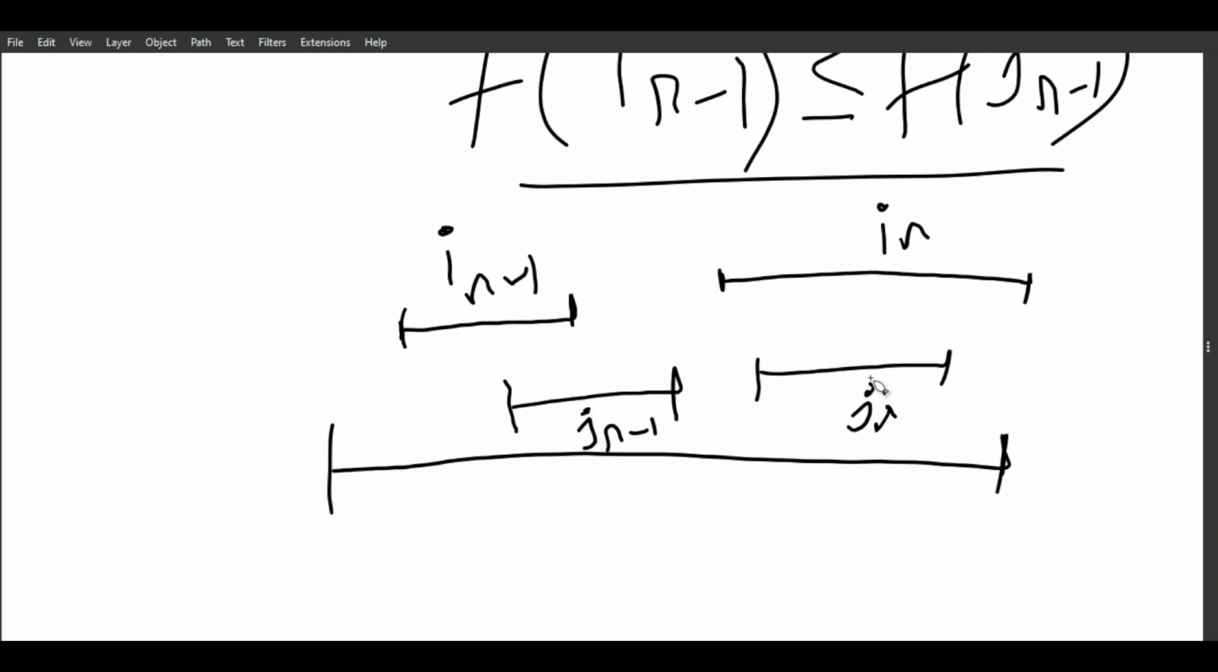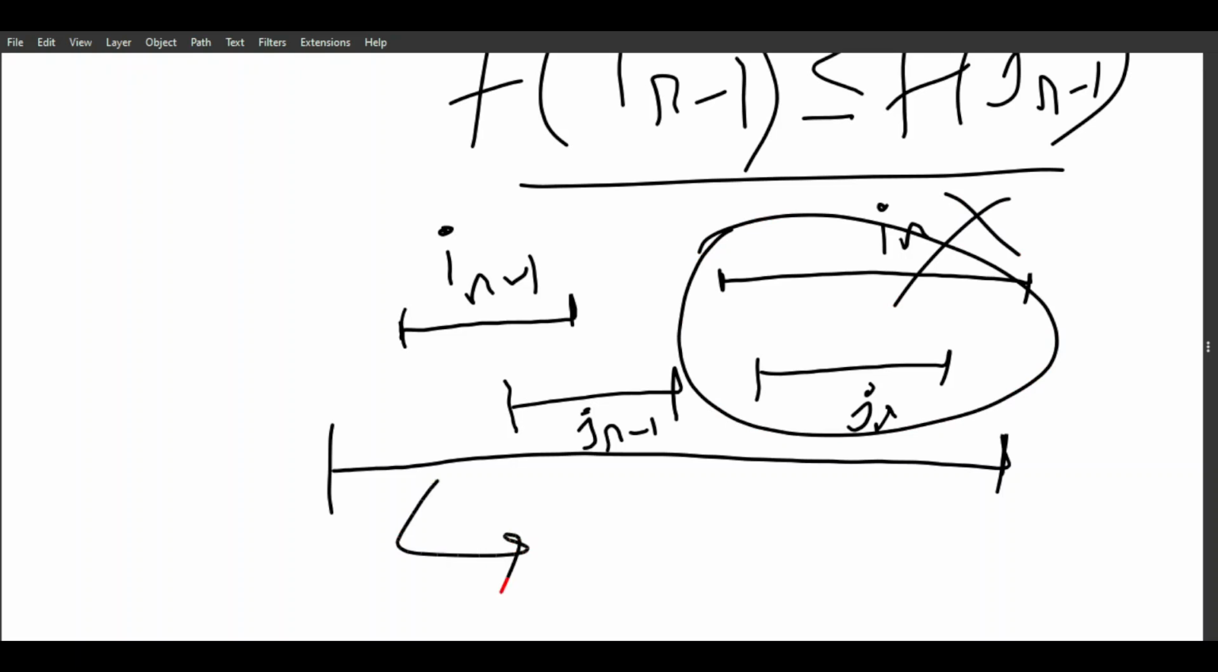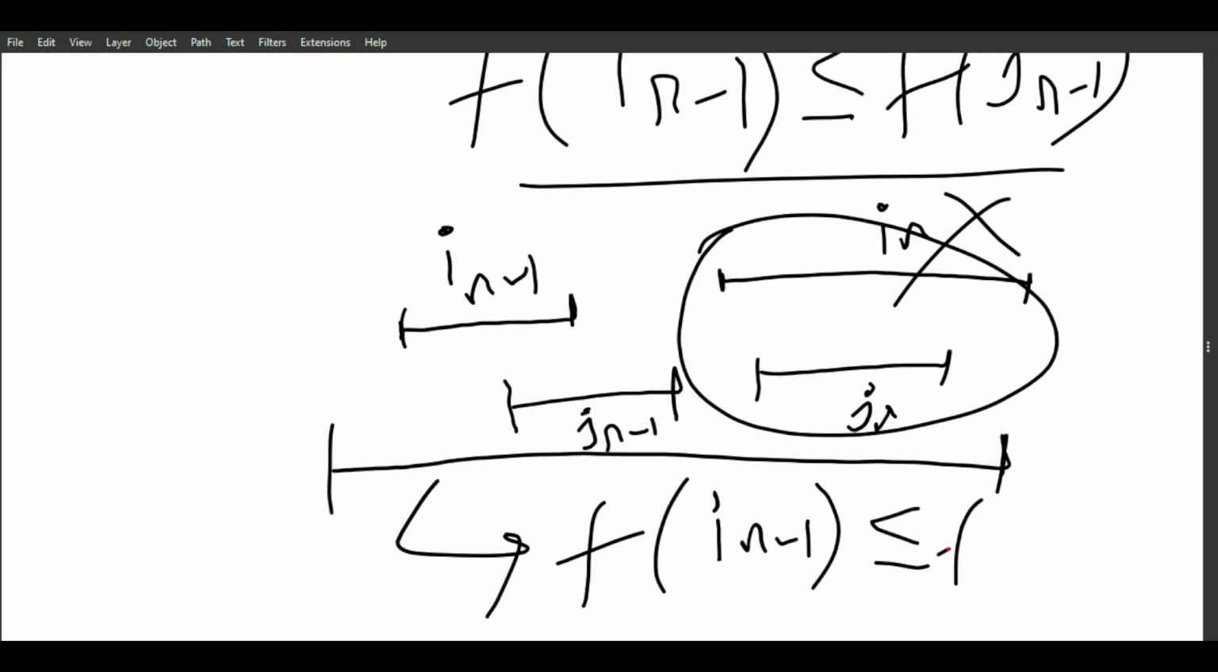So here, can you observe any contradiction? Very easily you can observe. Is there a contradiction here in our algorithm? Yes, correct. So here you can easily observe our algorithm follows smallest finish time first. So it should have selected this JR, not IR. So this is not possible. Not possible means the only possibility that remains is our induction hypothesis: f of IR is at most f of JR. So we have proved that the greedy algorithm stays ahead.